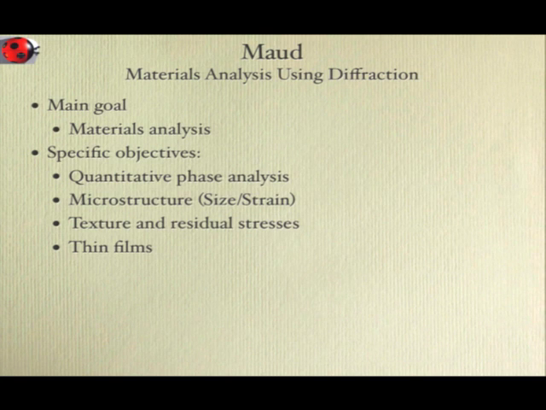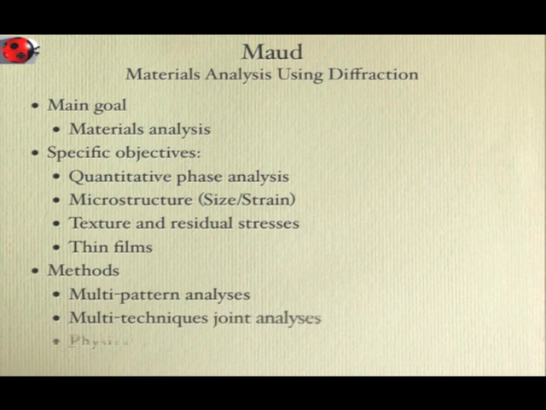So some specific objectives of the program are what interests materials scientists most: quantitative phase analysis, and characterizing the microstructure, so crystallite size and microstrain. But for some of them it's also important to go deeper into texture and residual stress, and then working on thin film. Thin film is a big field in materials science. Okay, and what kind of method does it use?